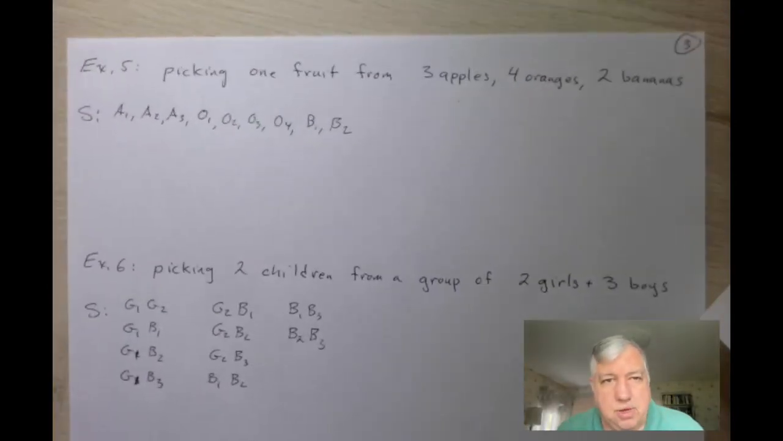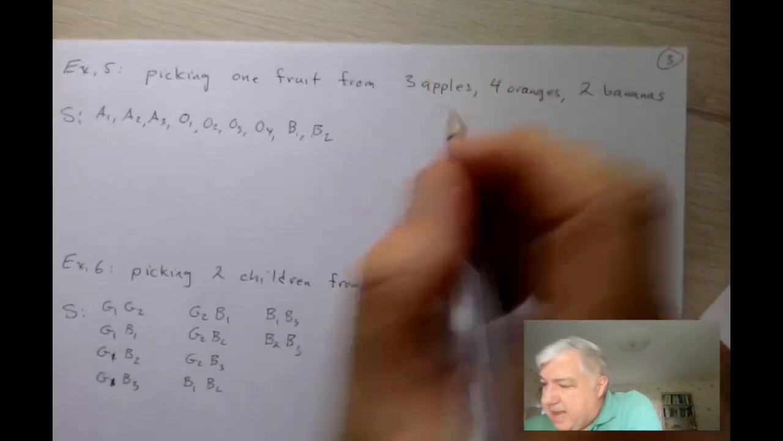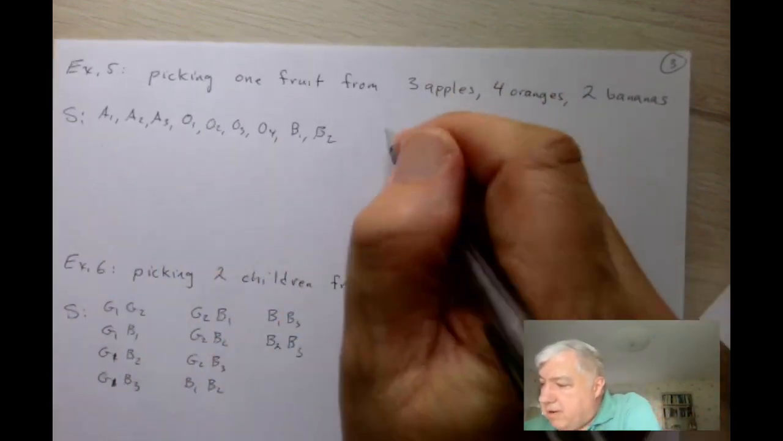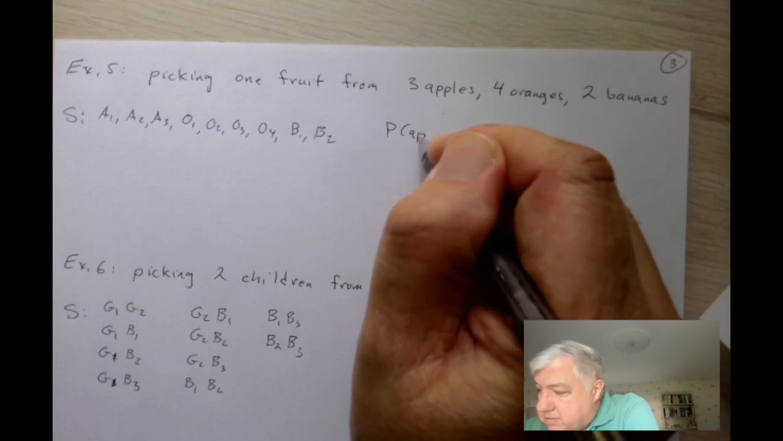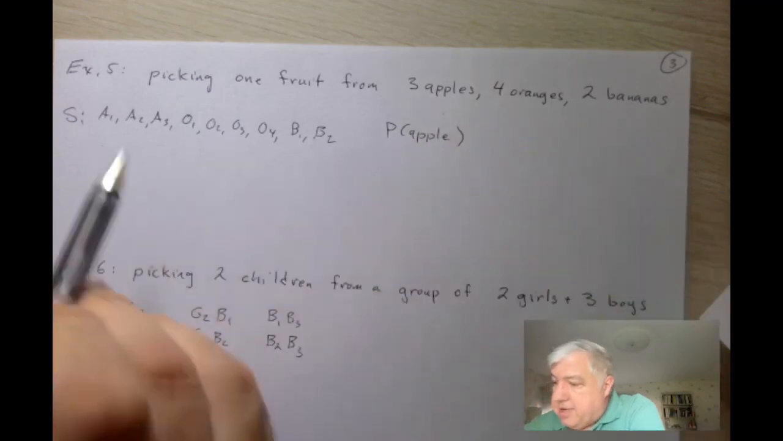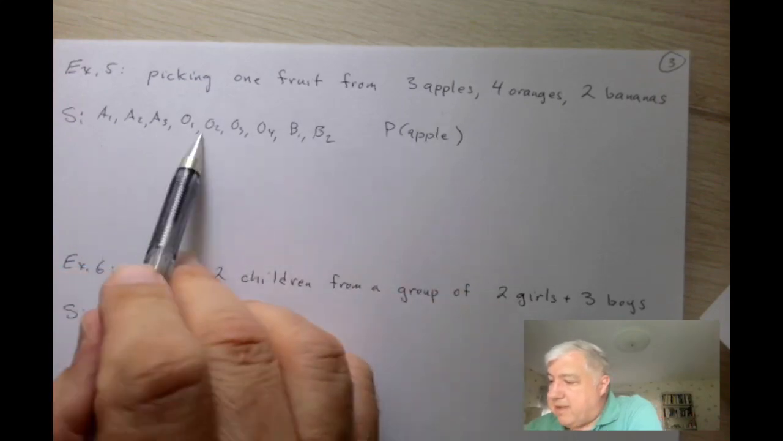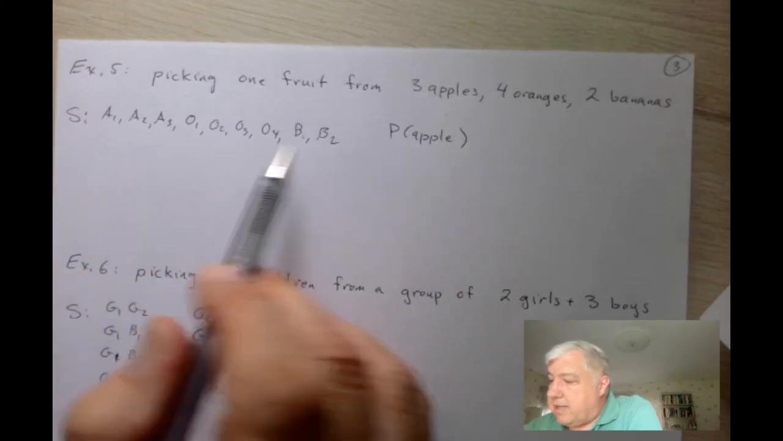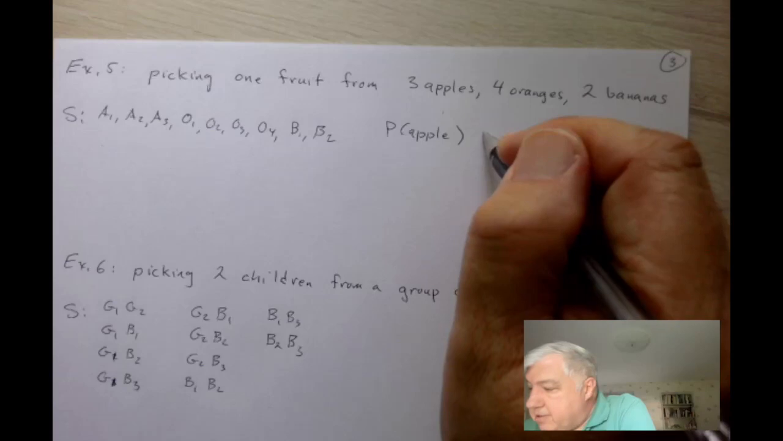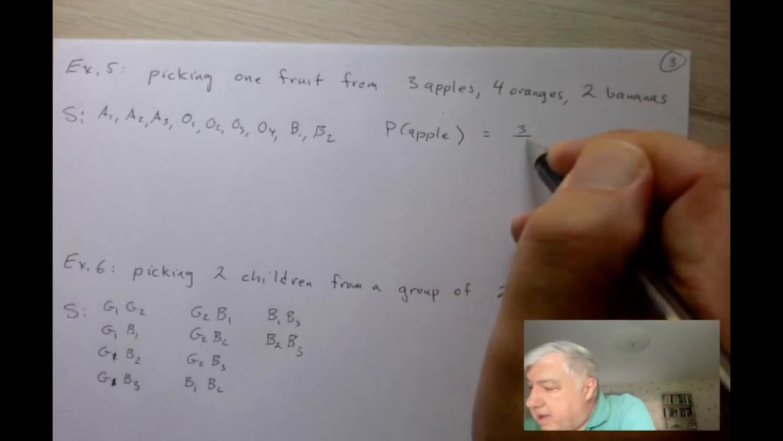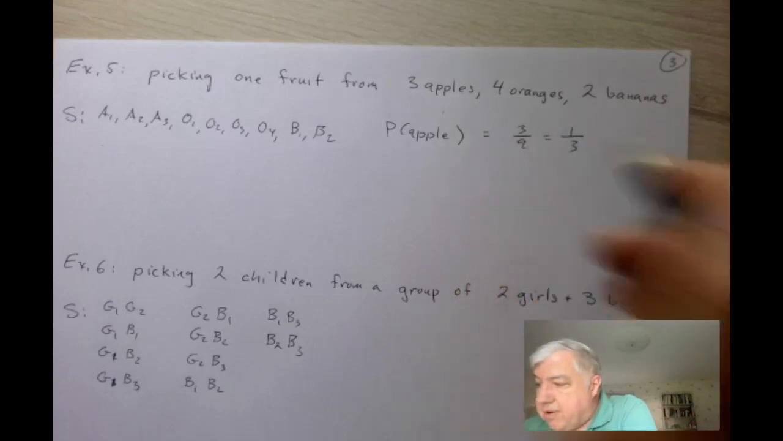If we want to talk about the probability of picking an apple, in this case picking one fruit, what's the probability of an apple? We can see that there are 3 outcomes where we get an apple, and there are 9 total outcomes, right? So this would be 3 out of 9, which of course reduces to 1/3.